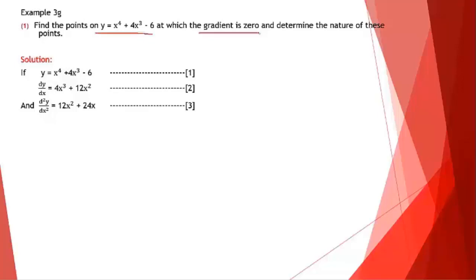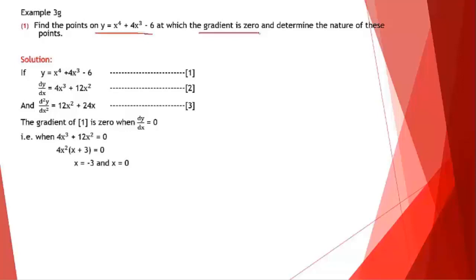So the gradient of the curve equals 0 when dy by dx equals 0. That is when 4x cubed plus 12x squared equals 0. Now finding the roots of this equation, we get x equals negative 3 and x equals 0. So the gradient becomes 0 at 2 points, where x equals negative 3 and x equals 0.